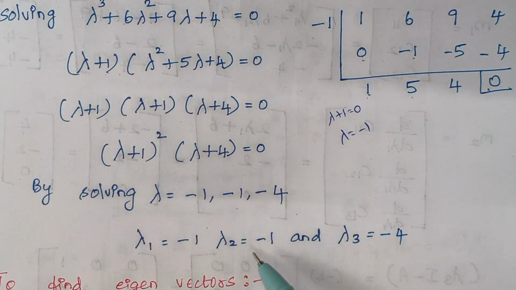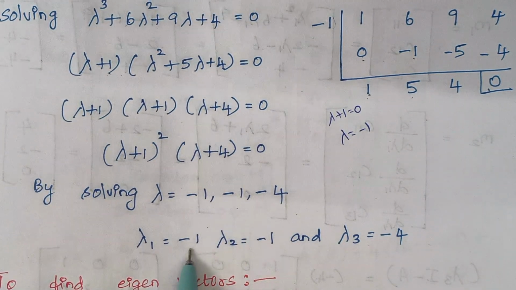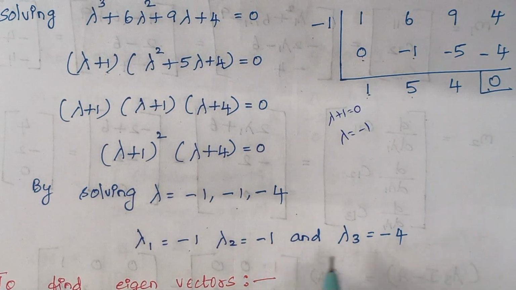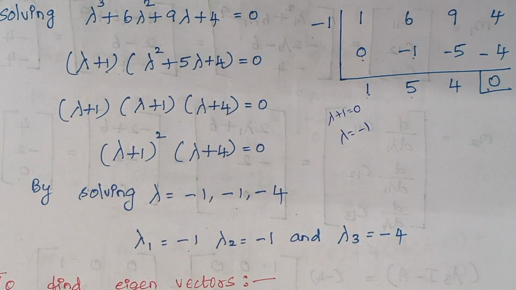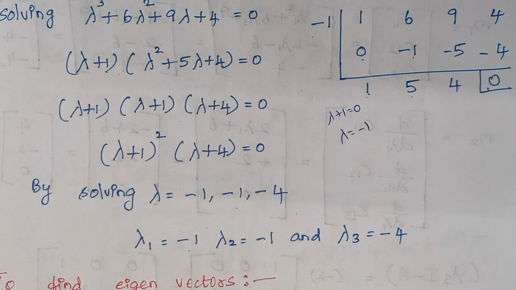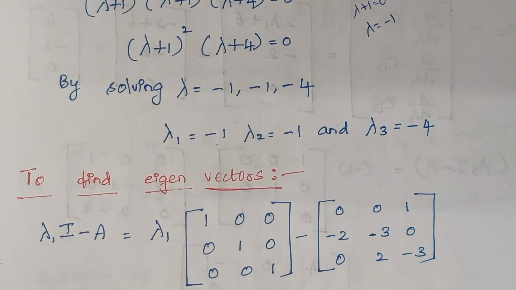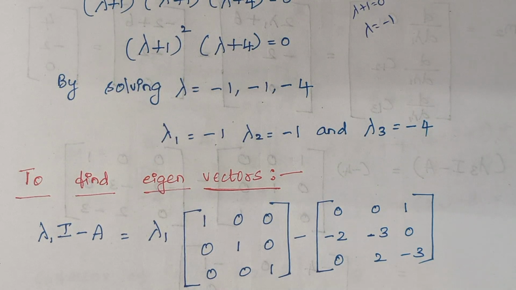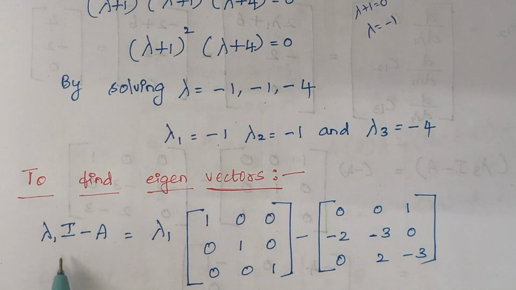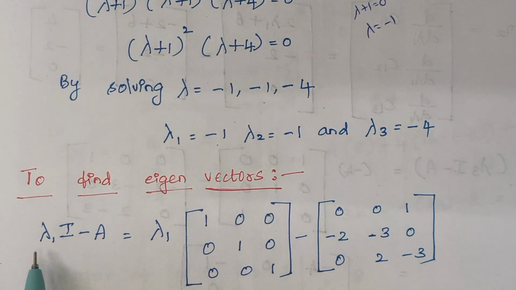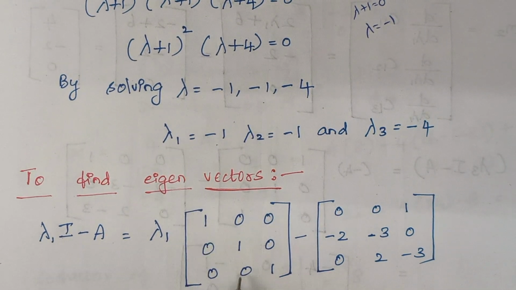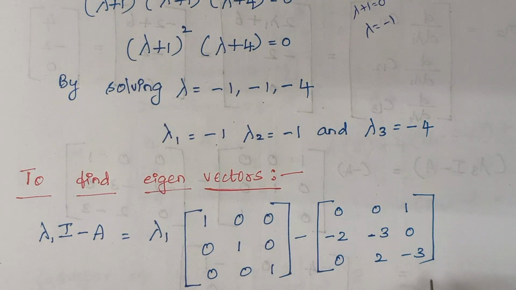Here we are giving specific names: lambda 1 equal to minus 1, lambda 2 equal to minus 1, and lambda 3 equal to minus 4. The next step is to find the eigenvectors. How to find the eigenvectors? Again here the formula is lambda 1 I minus A, so lambda 1 times the identity matrix minus the A matrix.